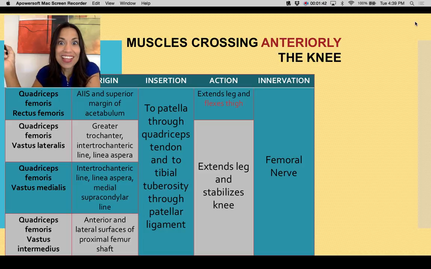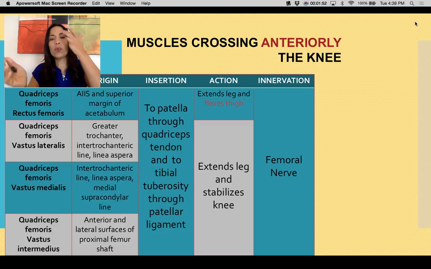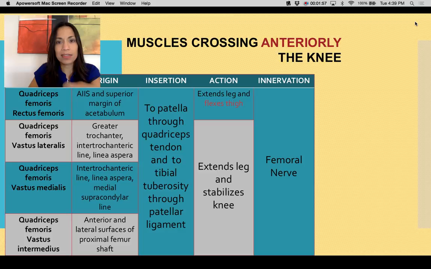This is the last group of muscles that we're going to describe today. The muscles that are crossing the knee anteriorly, okay? In here, we're going to include all the heads of the quadriceps muscle. Now, the quadriceps muscle is called like that because it has four heads: rectus femoris and three vastus. Vastus lateralis, vastus medialis, and vastus intermedius. Okay, as easy as it can get.